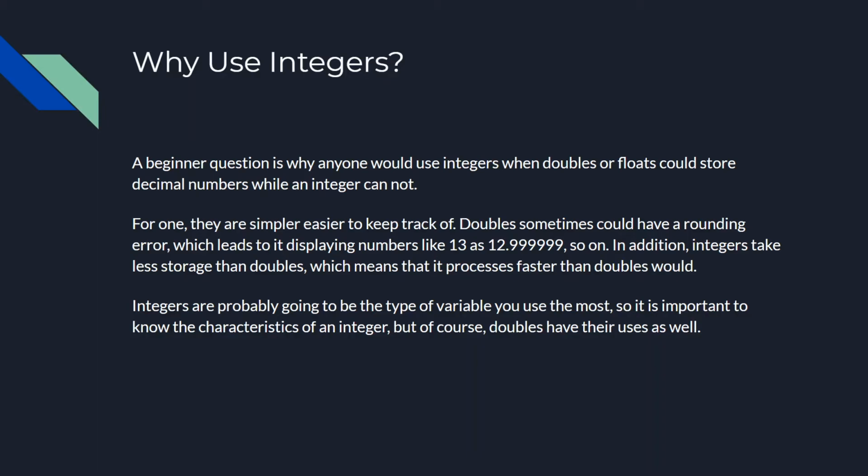In addition, integers are smaller than doubles, so they take up less space. This means that your code is more efficient, and it makes it faster to run as well. Integers are probably going to be the type of variable that you use the most, both inside robotics and outside. So it is important to know the characteristics of an integer. But of course, remember that doubles exist as well.